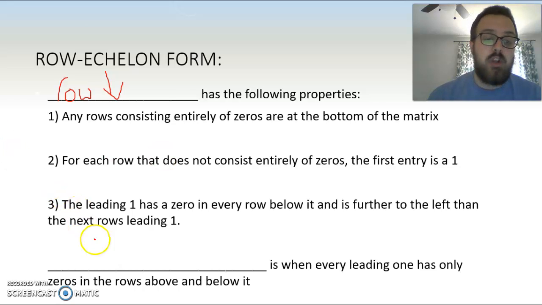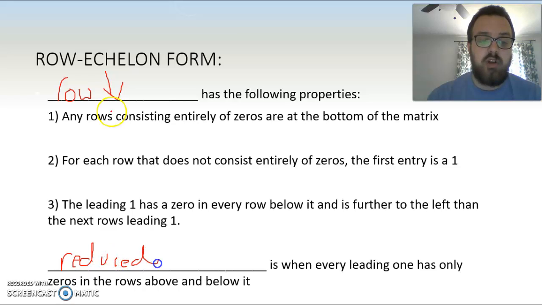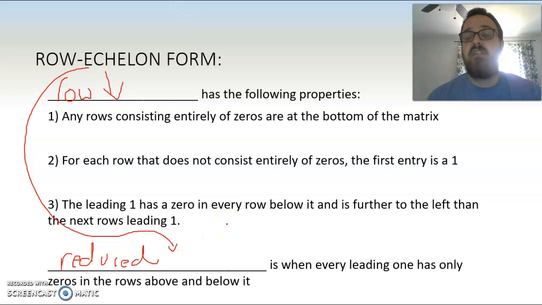And then reduced row echelon form. The reduced row echelon form is if all those things are true, but then that leading one is the only nonzero thing in its column, and everything else is zeros. If you're like, what are you talking about? I don't understand what this means.